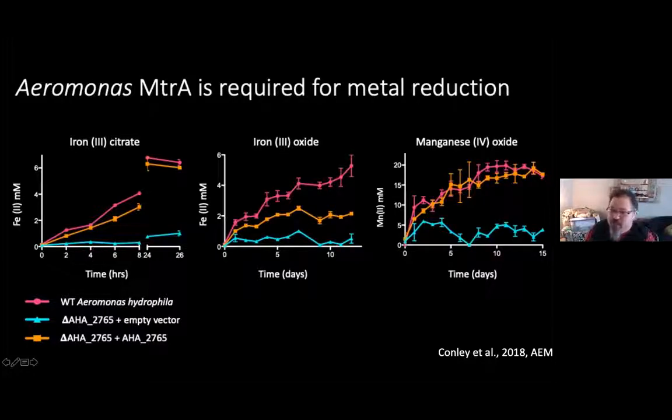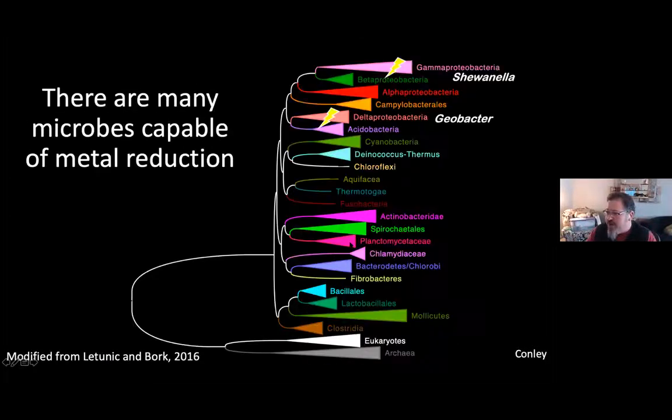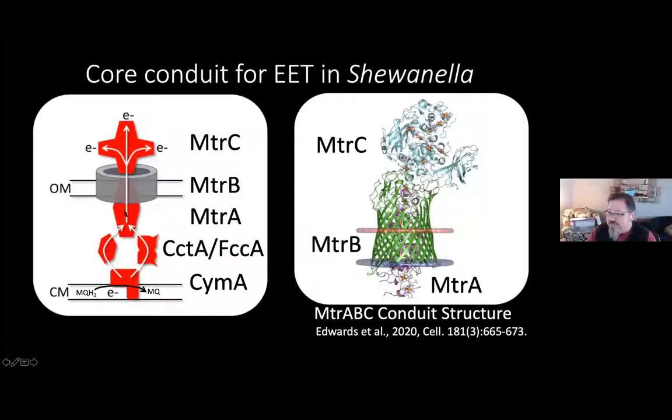In blue is where we've gone in and deleted one of these genes. In this case, we deleted MtrA. MtrA is from the big conduit, this protein here, the one that's really buried inside of B. Without this component, the system can't work. We know that from Shewanella work.